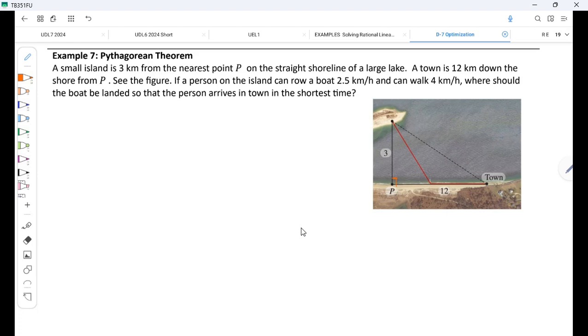Obviously, a full row is going to be the most amount of time because of how slow you row. And then doing the largest possible distance is also going to take too much time. So there is somewhere in the middle. Okay.